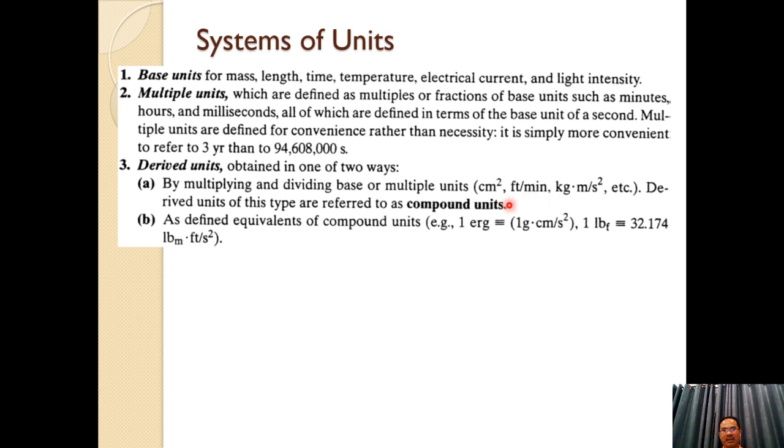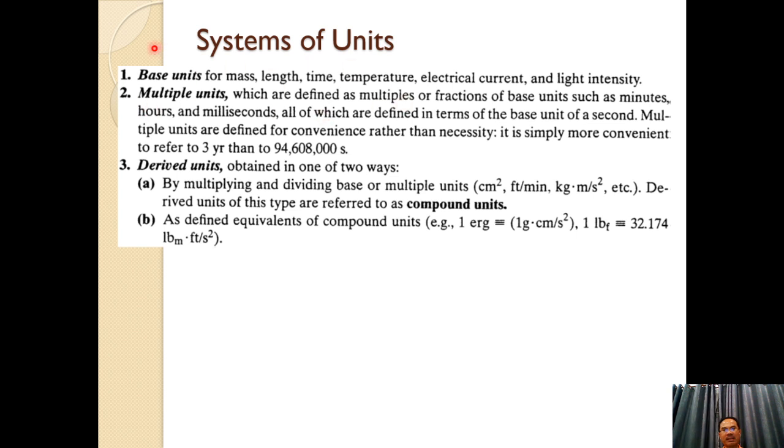Another example is the unit of velocity. The unit of velocity is a compound unit composed of, for example, feet per minute, or another is kilogram meter per second square. These are examples of compound units. The second way is the equivalent to compound unit. For example, 1 dyne equals 1 gram centimeter per second square, or 1 pound force equals 32.174 pound mass feet per second square. This we call the equivalent of compound unit.